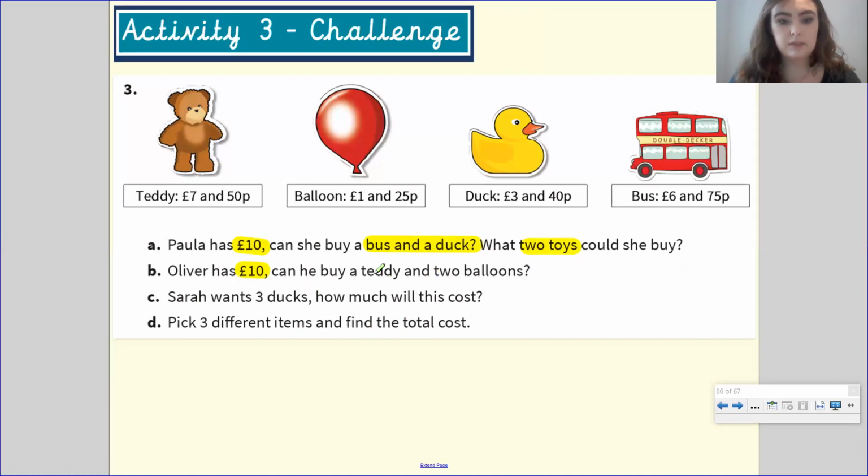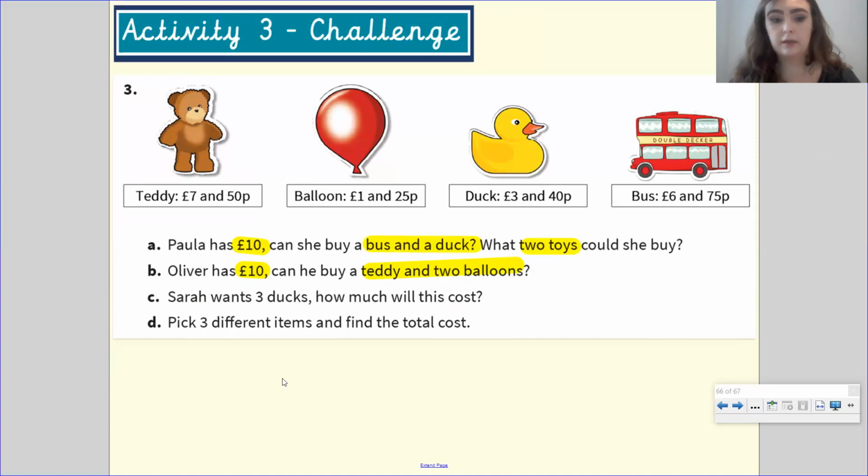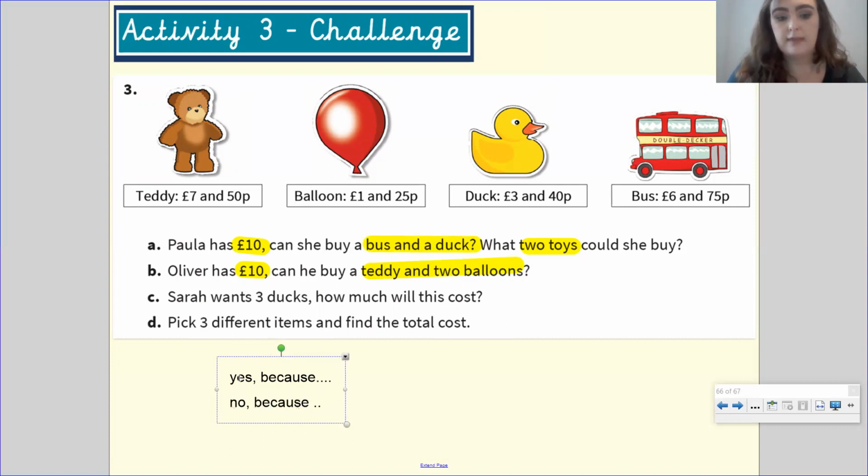Oliver has £10. Can he buy a teddy and 2 balloons? So again, you need to say yes or no and why. So I'm really looking for sentences that look like this. Yes, because, and then tell me why. No, because, and then tell me why. Okay, and then C.